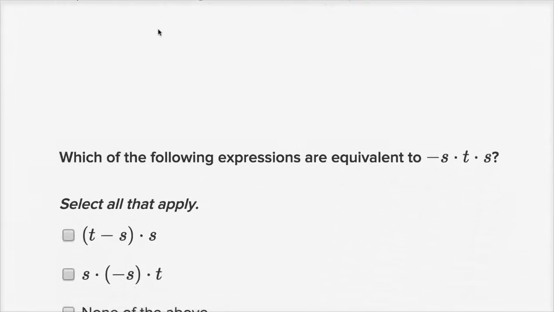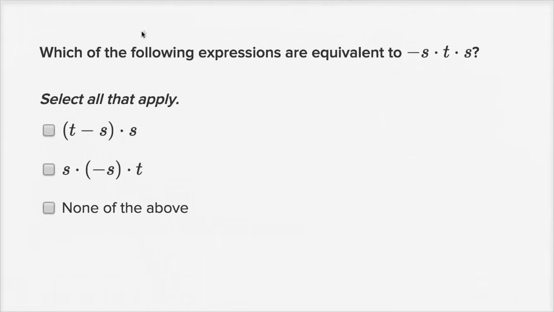Let's do several more. Which of the following expressions are equivalent to negative s times t times s? Select all that apply. And here we can't just evaluate it and see what these evaluate to. We should do a little bit of a manipulation of these variables. Well, there's a couple of ways to think about it. One, we could change the order in which we multiply these things. So we could view this as negative s.